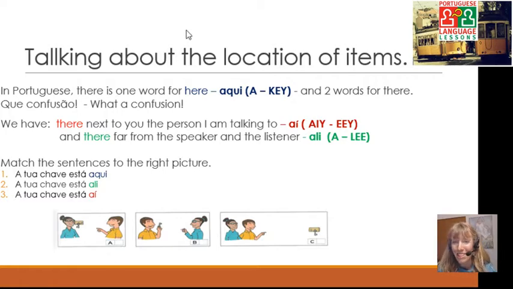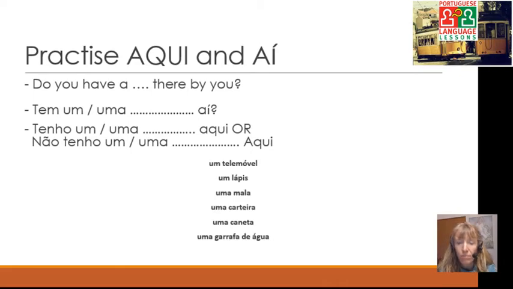Different to English, isn't it? So we've spent a long time in English being used to here and there, if English is your mother tongue. Now we've got here, aqui, aí, next to you, and ali, over there. Okay, so this leads on to practice. If you've got a willing partner, someone to practice with, you can practice together with this nice little exercise.